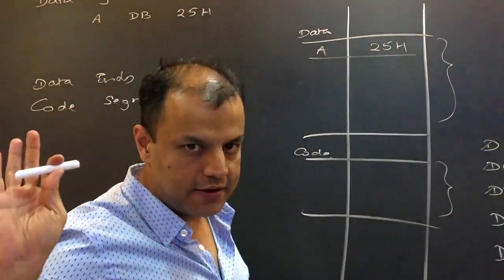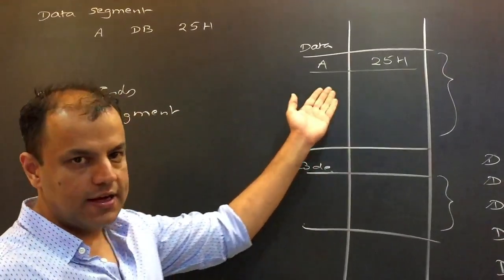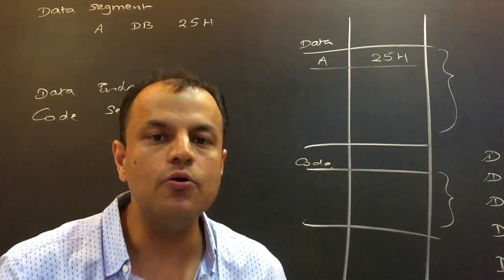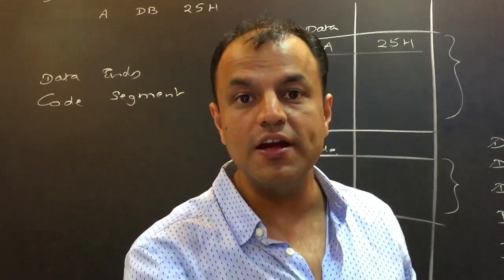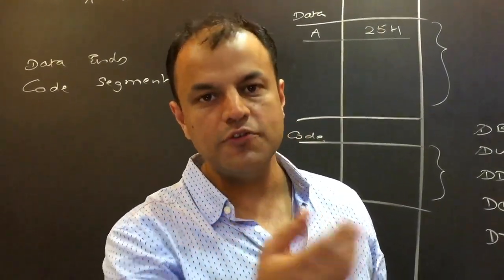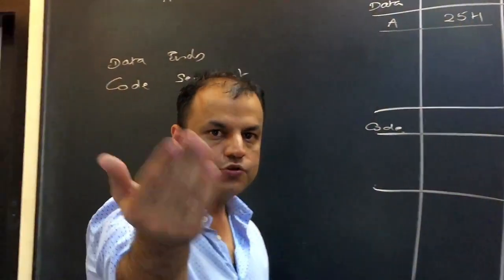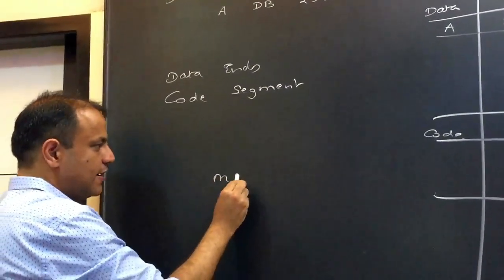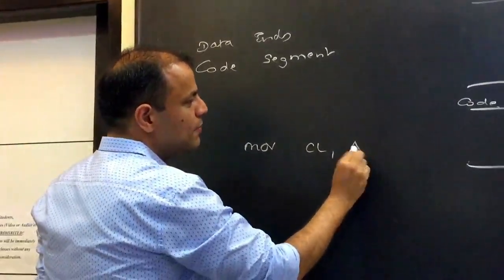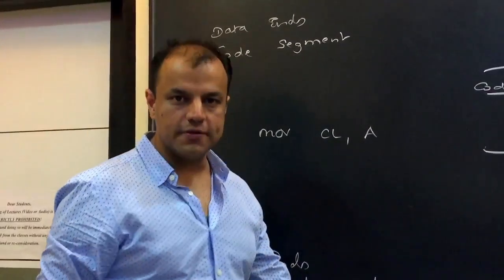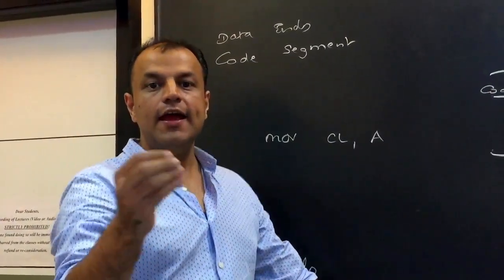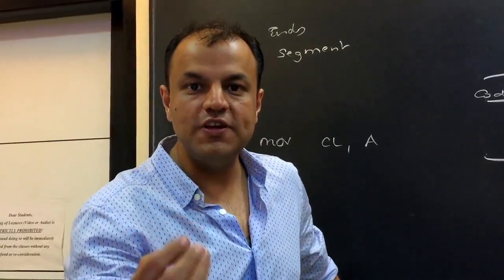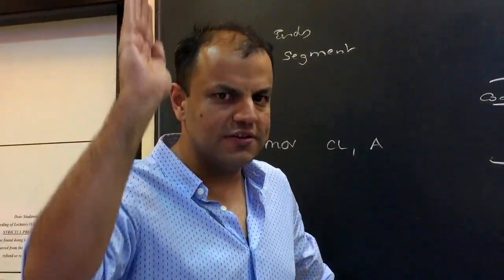Tell me, did you understand this? Now that I have declared this variable, I can now use it. Without declaring a variable, you cannot use it. If you try to use it, you get the error undefined variable. Now since you have defined the variable, you can use it. So let's use it. Suppose I write MOV CL, A. Tell me, who gets what? CL gets the value of A. A is how much? 25. So CL will get the value 25. Tell me, did you understand this much?